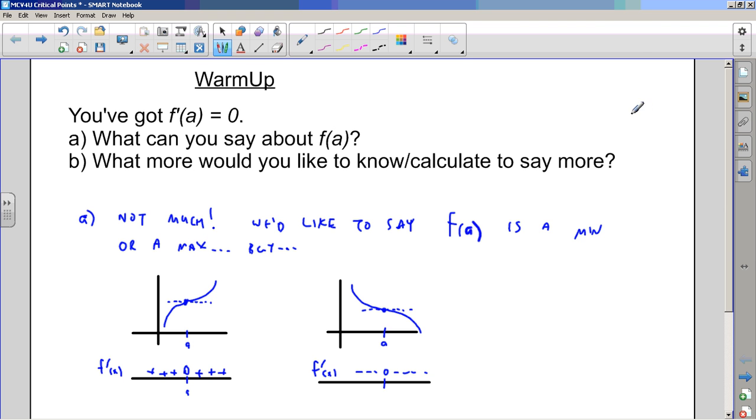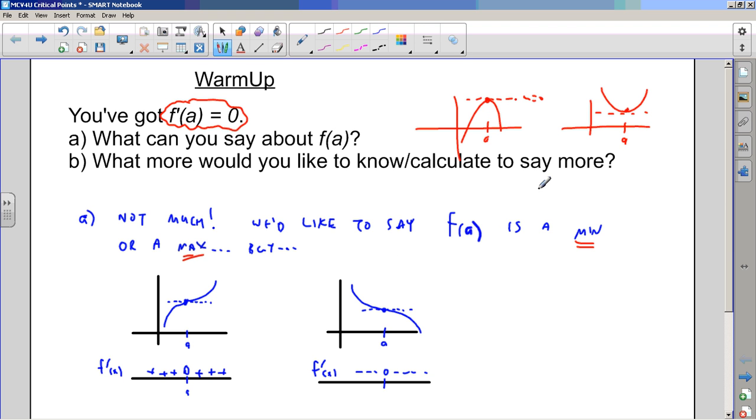And I bet I tricked you a little bit. We've got that the first derivative is 0 at some point. What can you say about f of a? And probably you said we've got a max or a min, right? Because usually that's what we think of. We think, okay, there's a, and the first derivative is 0, so we've got a maximum, or perhaps we've got a minimum, right? Like that. And often that was the case, but we also saw functions where this didn't happen. We'd like to say that f at a is a maximum or a minimum, but we can't.